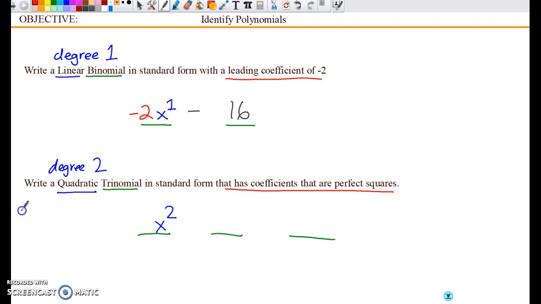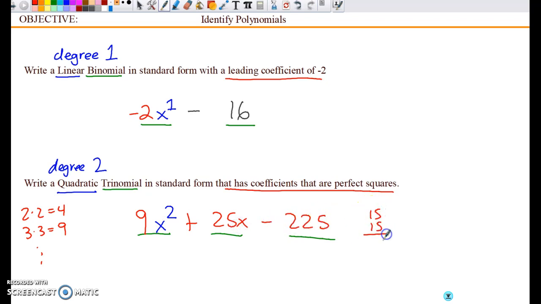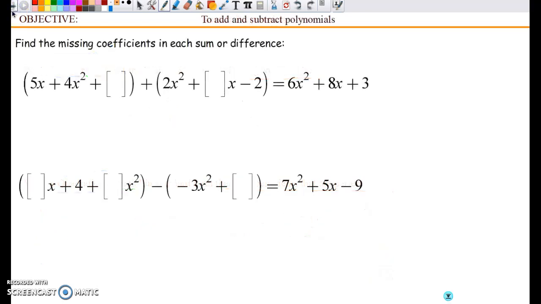So perfect squares are numbers like this. 2 times 2 is 4, that's a perfect square. 3 times 3 is 9, etc. You can use whatever perfect squares you want. So I'm going to use 9x squared, 25x minus 225. If you don't know that one, it's 15 times 15. So we're done with that one.